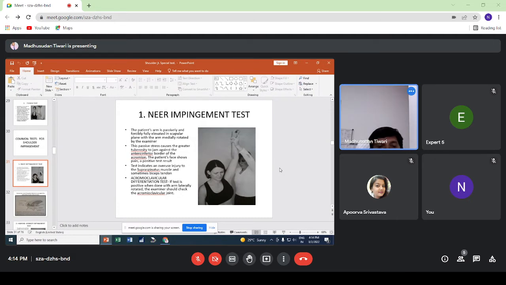Coracoacromial, acromioclavicular differentiation test. If the test is positive, then it is done with the arm laterally rotated. Okay. For acromioclavicular joint impingement, we should do the same test with the arm laterally rotated. The examiner should check the acromioclavicular joint. This test will be known as Neer impingement test.